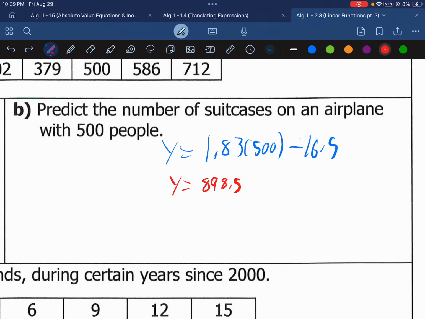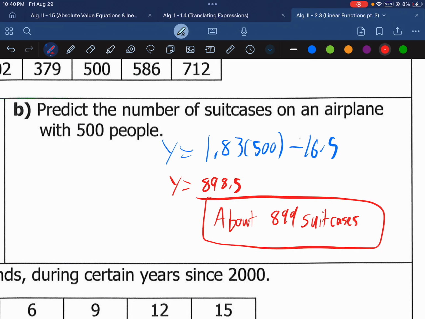And so the number of suitcases, I'm going to predict that since we can't have half a suitcase, that there will be approximately or about 899 suitcases. That would be my approximation based upon what we see, rounding to the nearest whole number in this case. And you could, if you wanted to, instead of writing about, you could do approximately or the approximately symbol, which is the squiggly equal signs, kind of like the Spanish tilde, but two of them.